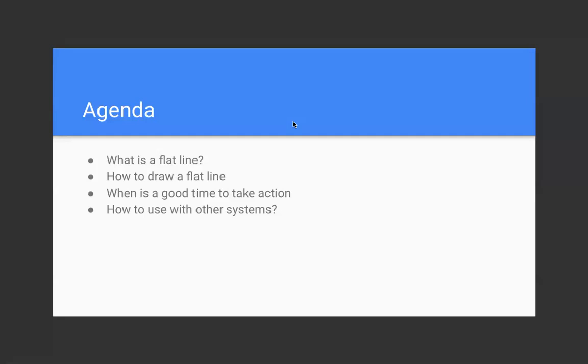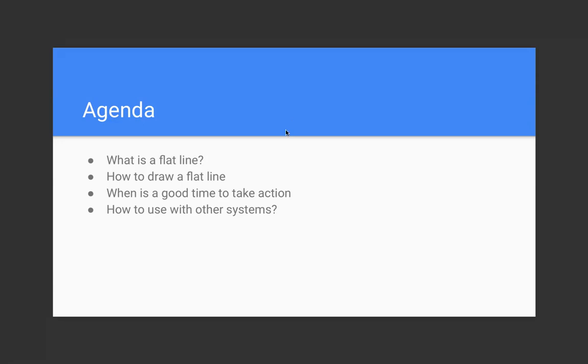In the market, it is always better to be aligned with most of the traders there. When you say you're aligned with the market, it means you're aligned with the traders out there. So you need to know how to exactly draw this flat line. Then we'll talk about when is a good time to take action, whether it is selling or buying, based on these flat lines. Then finally, but not the least, we'll talk about how to use it with other systems. So that is the agenda for today.